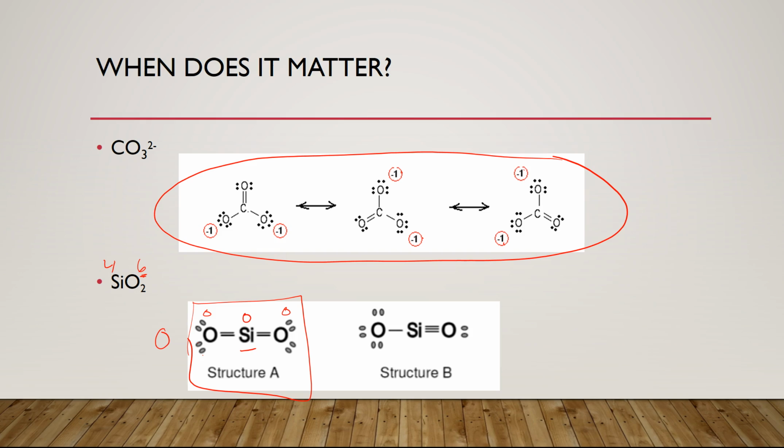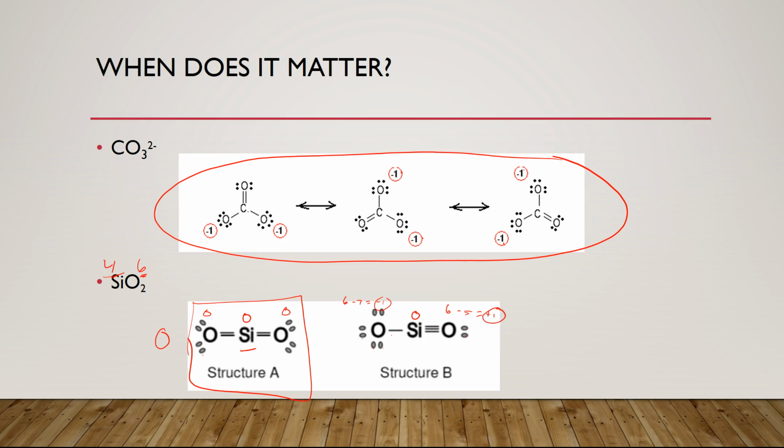Now, if I go to structure B, I'm going to notice that my silicon has 1, 2, 3, 4 lines around it, 4 valence electrons, so 4 minus 4 is 0. So the silicon still is 0. This oxygen, 1, 2, 3, 4, 5, 6, 7, I'm going to go 6 minus 7 equals negative 1. This oxygen is going to be 6 minus 1, 2, 3, 4, 5, plus 1.